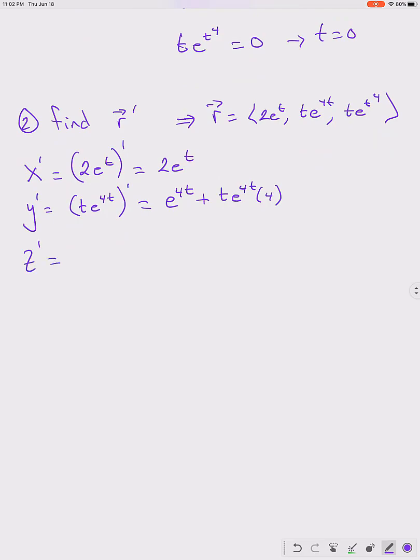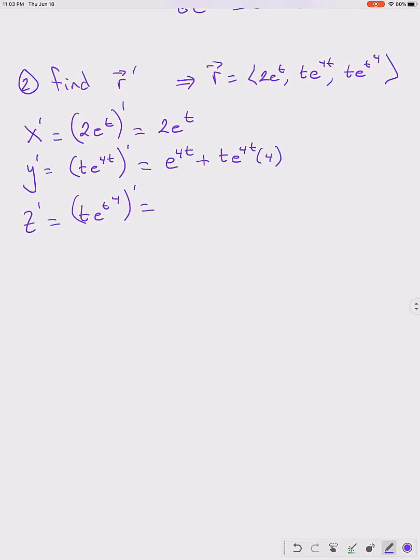And then for z prime, it's te to the t raised to the fourth. Take its derivative. Once again, this is the product rule. So it's e to the t to the fourth plus te to the t to the fourth times the derivative of the exponent, which is 4t to the third. So those are my derivatives.